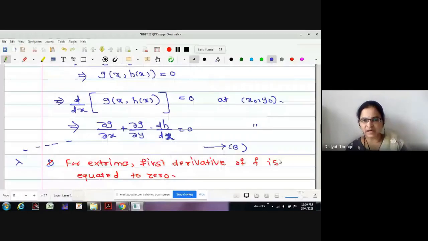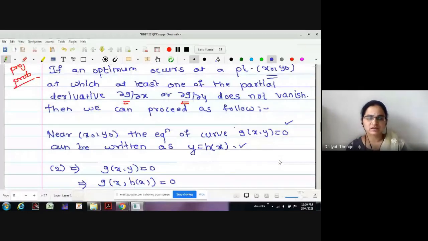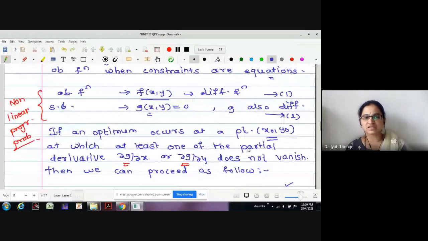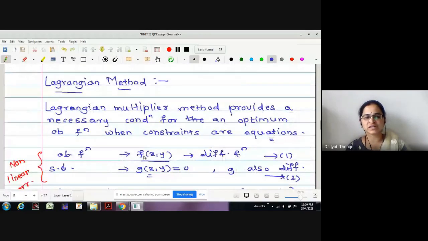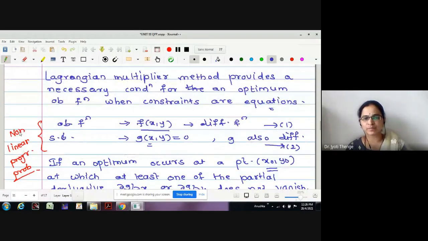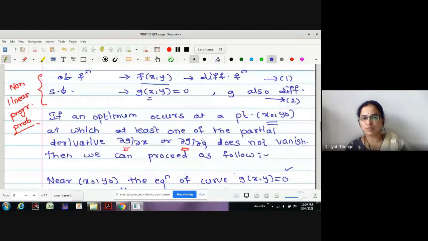Okay. Let me repeat again. The original problem under consideration is a non-linear programming problem: F of x, y, a function in two variables, subject to the constraint g of x, y is equal to 0. Both are assumed to be differentiable functions. Now we will assume that if the optimum of this programming problem occurs at some point, then at least one of the partial derivatives does not vanish. Both of them cannot be zero simultaneously.